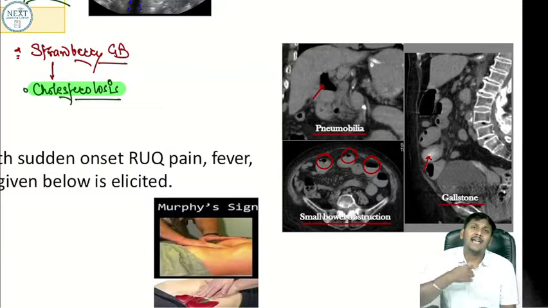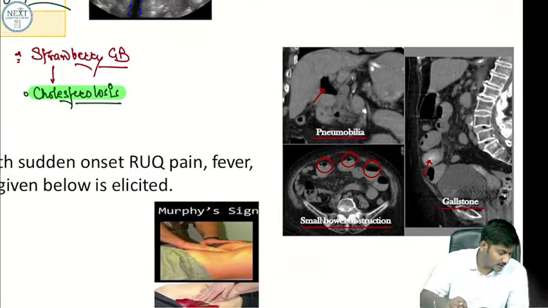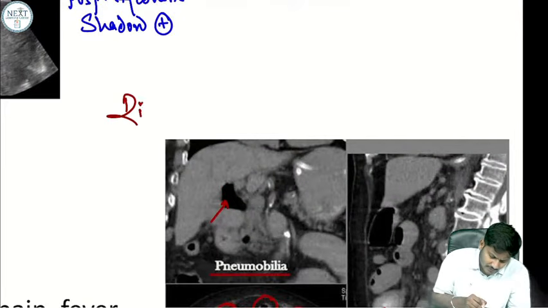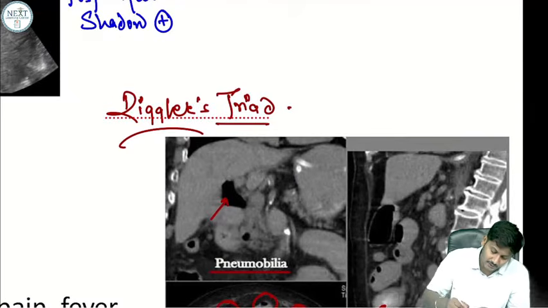Second, the gas or the air from the duodenum has also gone inside the gallbladder, and therefore there is pneumobilia which is seen. Very good. This is classically called the Rigler's triad, beta, and I hope all of you are aware that Rigler's triad is usually seen in which condition? Very good. It is usually seen in a condition that is gallstone ileus, beta.